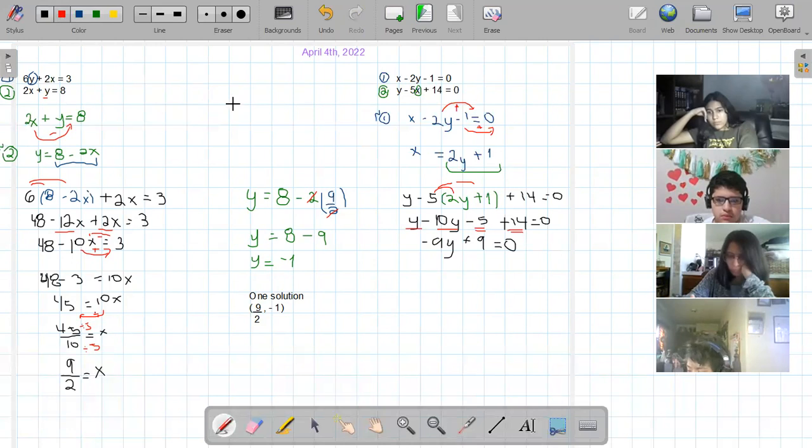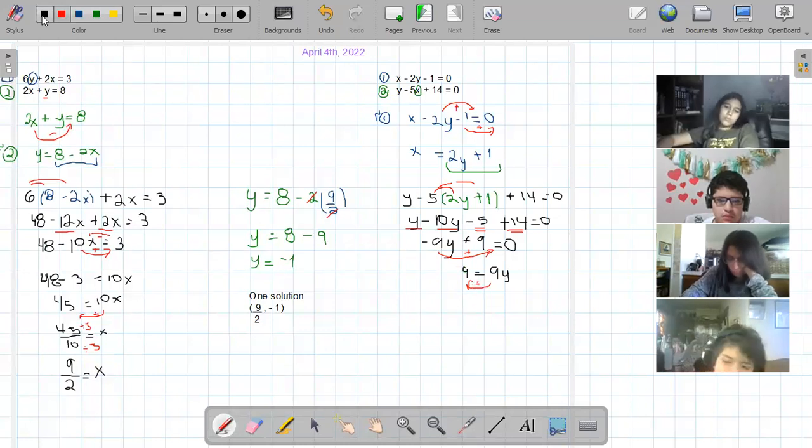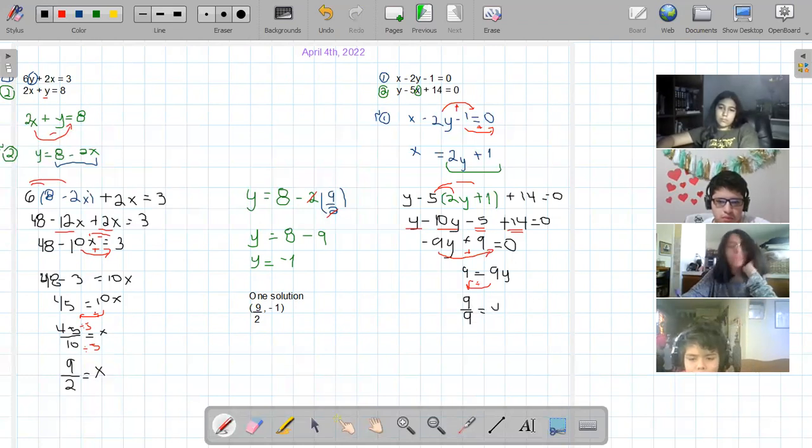Now I'm going to leave the variable y completely alone and positive. So I'm passing it to the other side, adding. So I have 9 is equal to 9y. Now I leave the y completely alone. So this 9 goes to the other side, dividing, and I get 9 over 9. How much is 9 over 9? 1. So y is 1.